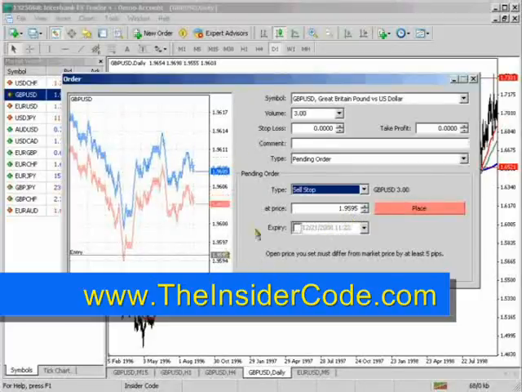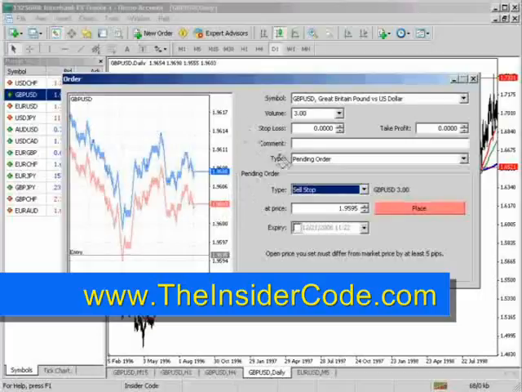Now remember I said we'd go over how to trade this stuff automatically. Notice on the screen you can also set your stop loss and your take profit.